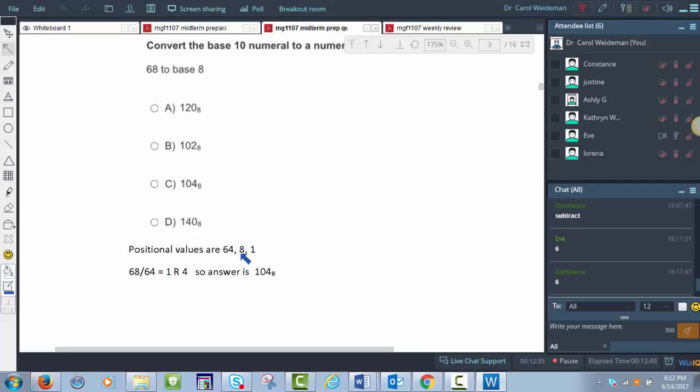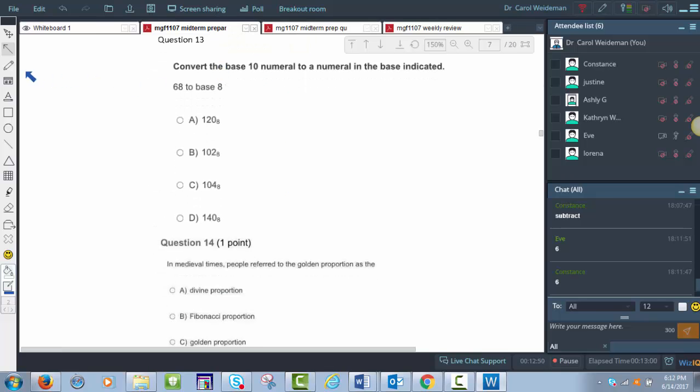So I go to the next position. I can't divide 4 by 8, so I'm going to put a 0 in that position, and then my 4 remainder goes in the last position. So 68 converting to base 8 gives me 104 base 8. Everybody remember how to do those?